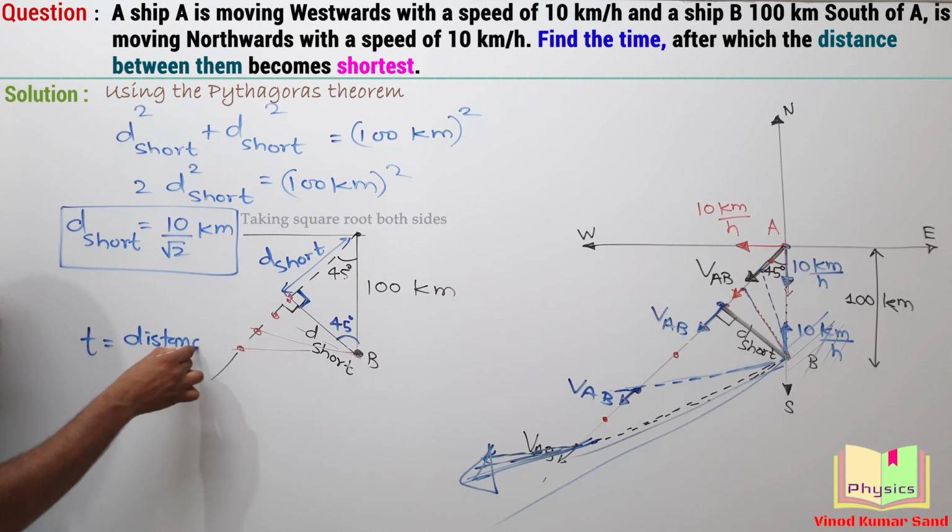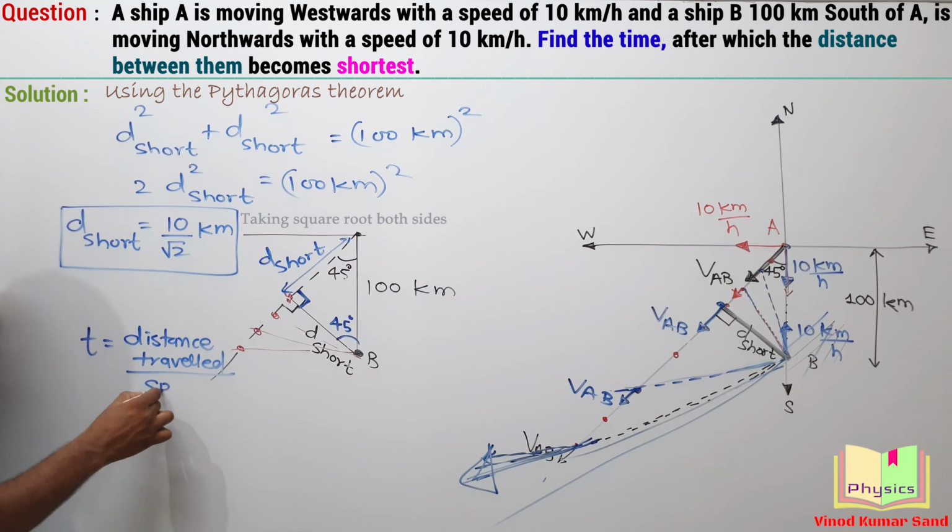Time is equal to distance traveled divided by the speed. How much is the distance traveled by A with respect to B? It is equal to D short, and D short we have obtained as 100 by root 2 kilometer. And what is the speed of A with respect to B? It can easily be solved. The VAB will be actually equal to root of 10 square plus 10 square. Agree? Using the vectors, if the two rectangular components of a vector are like this, its resultant will be 10 root 2 kilometer per hour. Now putting the data here, 10 root 2 kilometer per hour. This kilometer is getting cancelled out, and the time comes out to be 5 hours. So after 5 hours, the A and B will be at the shortest distance.